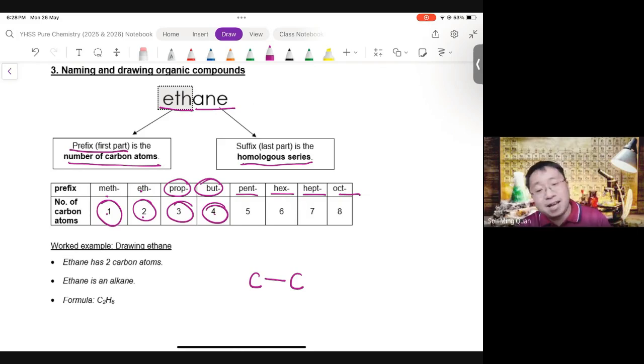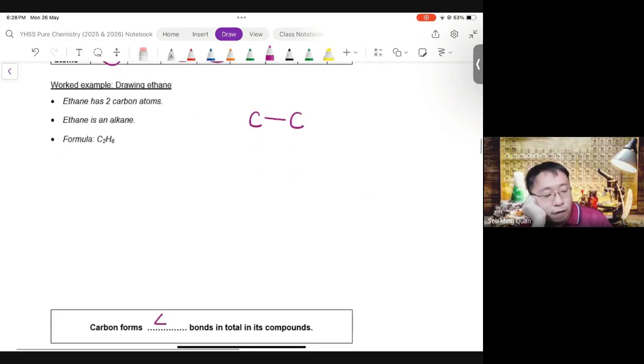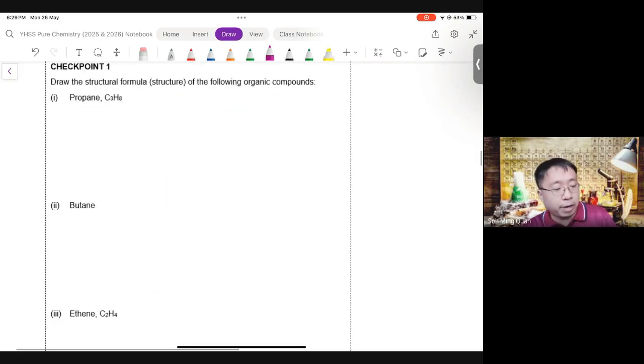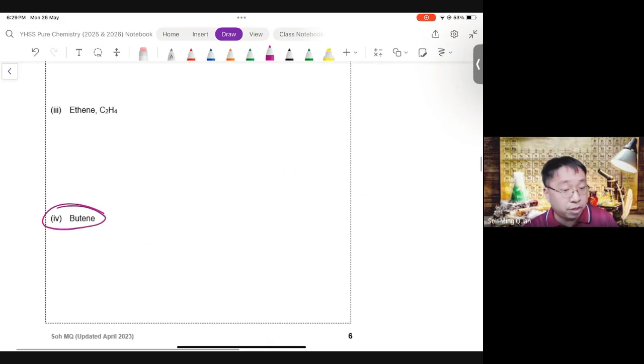All right. Now, the next part is that a carbon atom must always form 4 bonds. Please make sure there are 4 bonds around each carbon atom. So once you have arranged 4 bonds around each carbon atom, the rest are just filled with hydrogens. Okay, so that's ethane. The structural formula of ethane is as such. It's C2H6. Next, we can try drawing propane yourself later. Let's not draw propane. Let's go to butene.